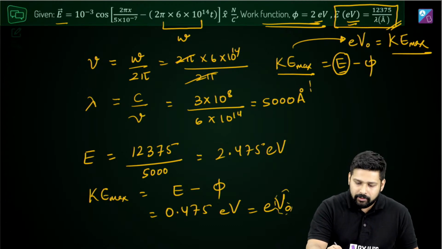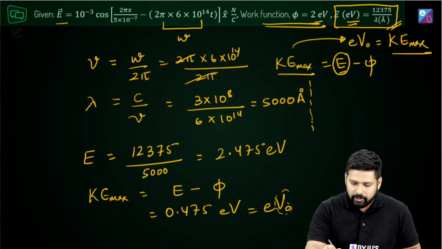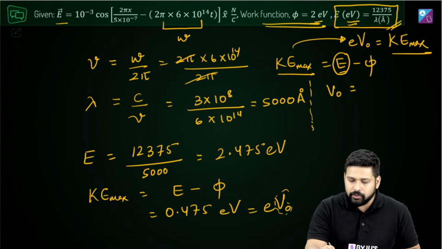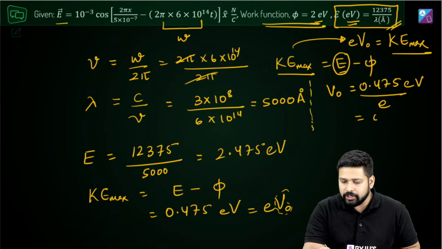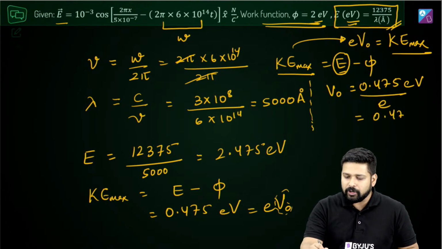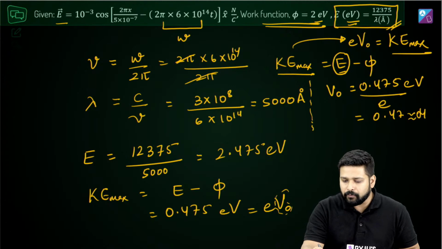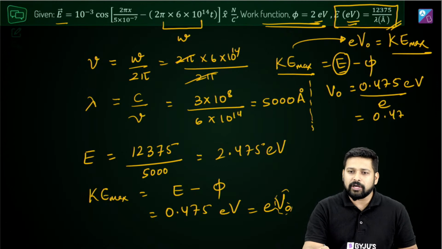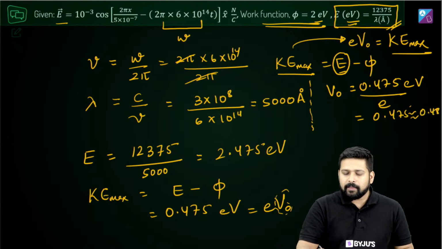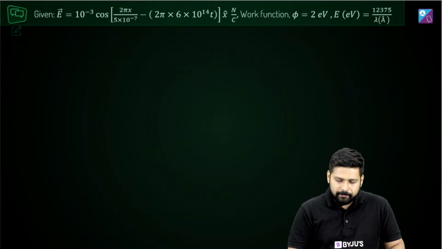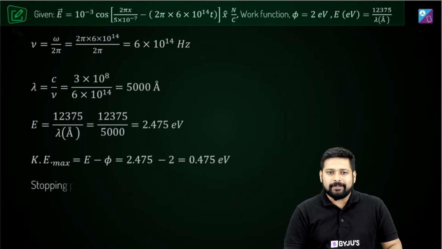Let's solve it here. Shall I solve it here? Okay. So V naught is equal to 0.475 divided by E in terms of electron volts. So you see, what do you get? In terms of volts, 0.47 approximately, which is nearer to 0.48, right? 0.48. Okay, got it? What do you get in this case?